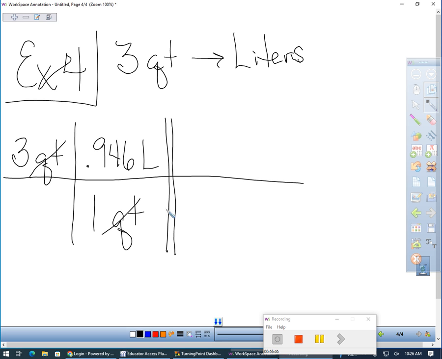This just means, it's kind of like saying equals, right? Sideways equal sign type of thing. So then we're going to go ahead and multiply. 3 times 0.946. Good. And that's liters.